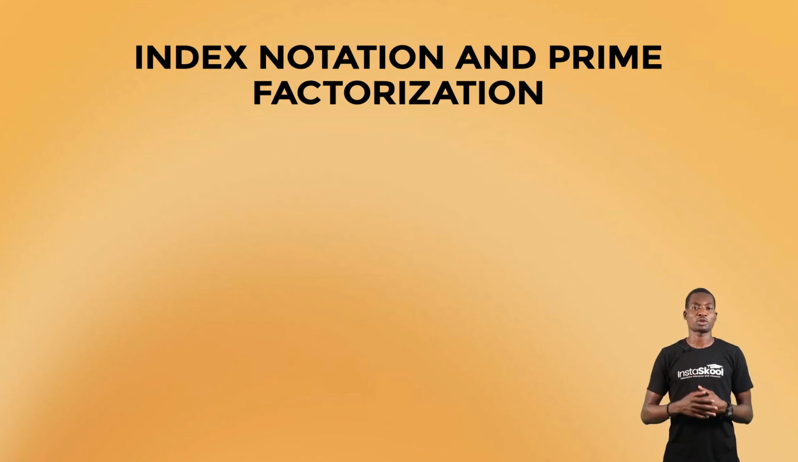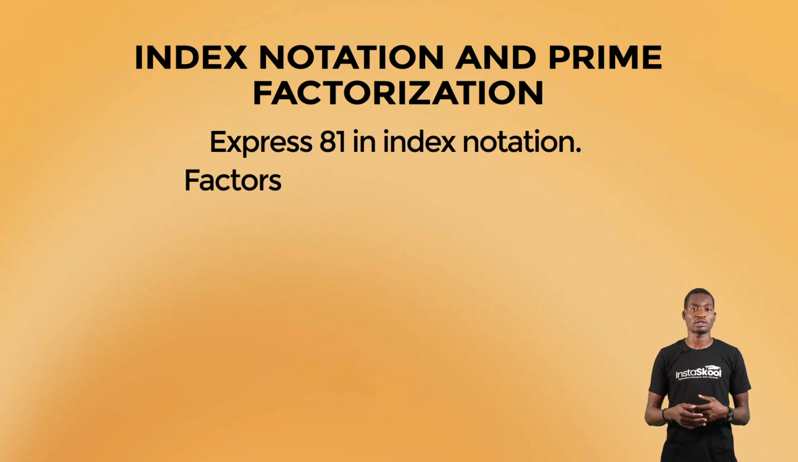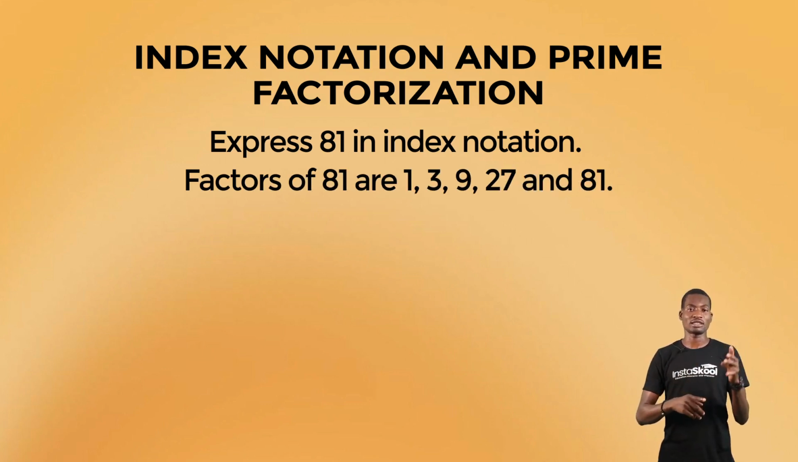Another example that we're considering is to write 81 in index notation. Now how do we do that? First off, we need to list out all the factors of 81. That is 1, 3, 9, 27, and 81. And then we'll combine two of the factors such that when we multiply them together, we arrive at 81. I will be choosing 3 and 27 because I know when I multiply 3 by 27, I get 81.